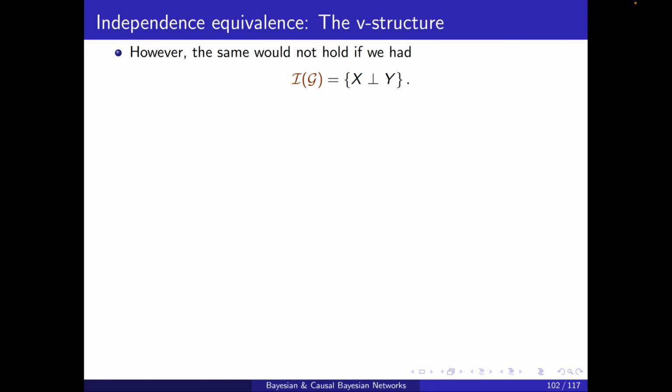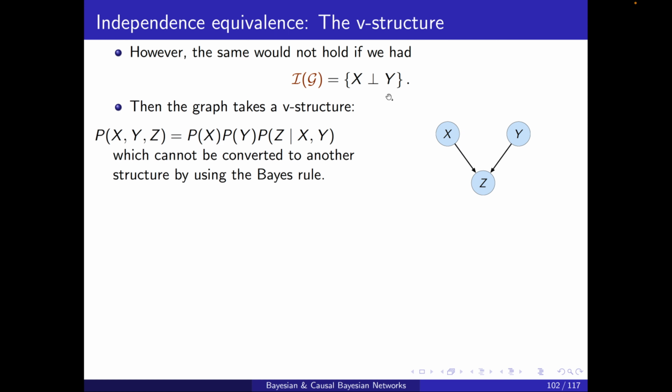However, the same would not hold if we had the set of independencies being limited to x independent of y. Then the graph would take a V structure. Here, x and y are independent and they should be linked to z. You may say, well, why don't I just make all three independent? Because then that graph imposes some additional independencies, such as x will also be independent of z given y, which is not included here. We had a discussion on this in the previous sections.